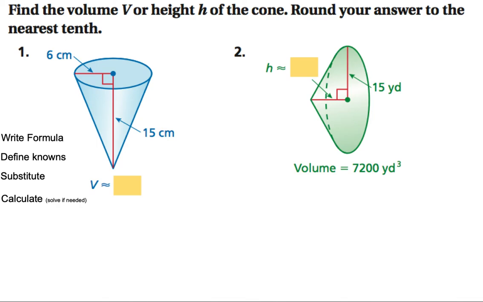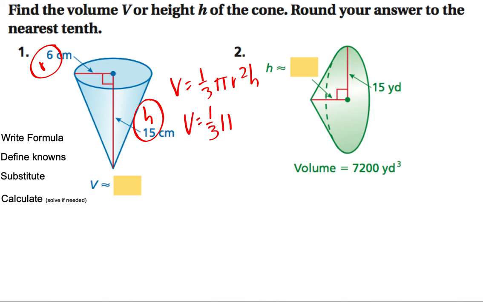Okay, just a couple more quick examples. Find the volume V or the height h of the cone. Write your answer to the nearest tenth. So on this first one, since it is a cone, V is 1/3 pi r squared h. R is 6, h is 15. So V is 1/3 pi 6 squared times 15. Now it is ready for the calculator.